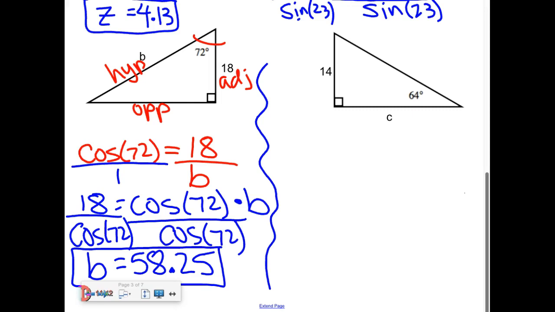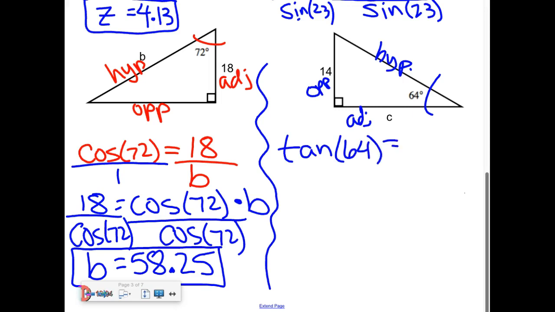All right, our last one here. Obviously, if we've used sine and we've used cosine, I think we all know this one's going to be tangent. So I have this angle here. This is my opposite, and this one's my adjacent. I'll just write hypotenuse because I can. And so we know we're going to use tan. So I have the tangent 64. We have opposite over adjacent. I'm actually going to go straight to solving this one. So I know I'm really going to have C equals 14 over tangent 64.